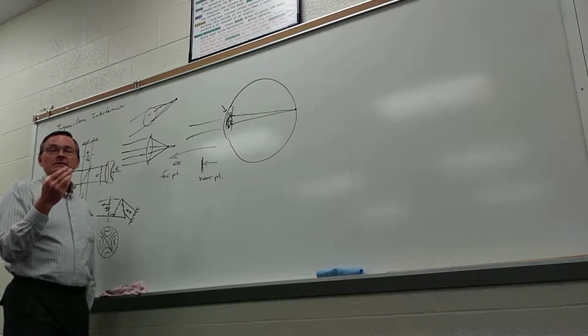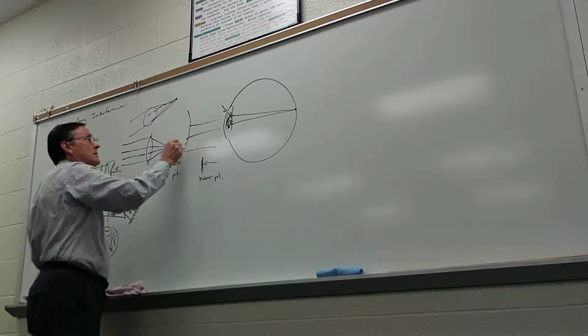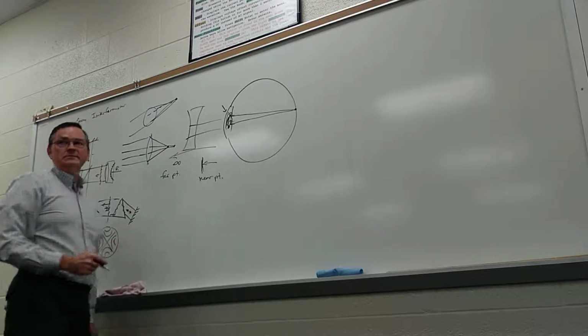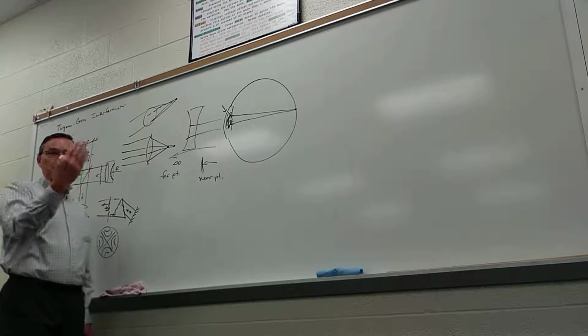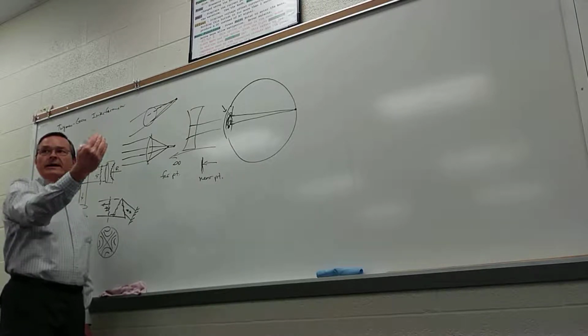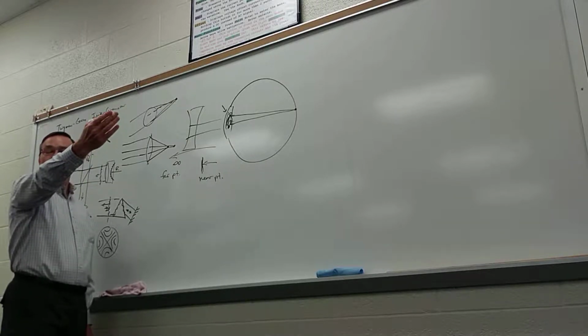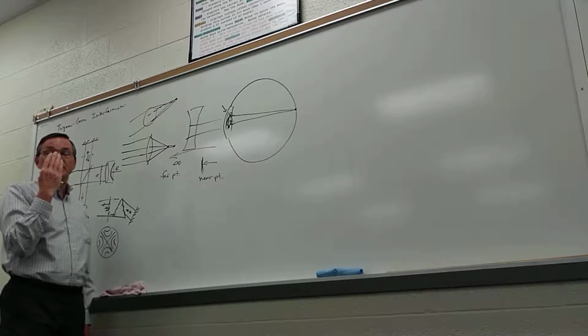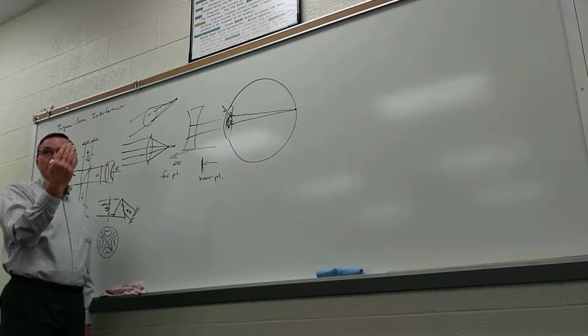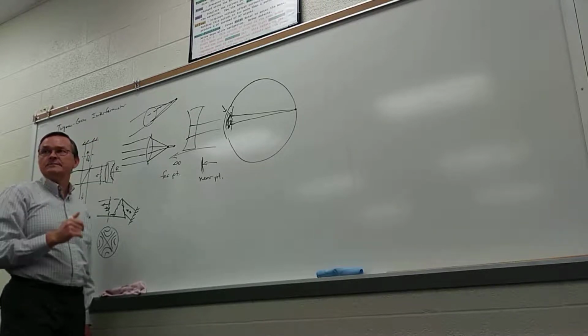So what you need is basically to put a negative lens out here to take your far point, which is wherever, and push it out to infinity, which simultaneously takes your near point, which is really near, and pushes it out to kind of a normal distance.